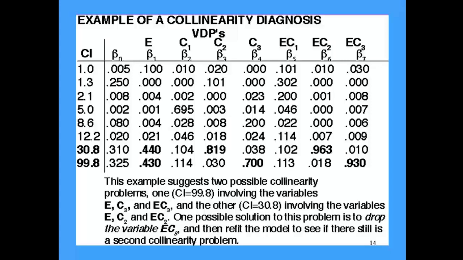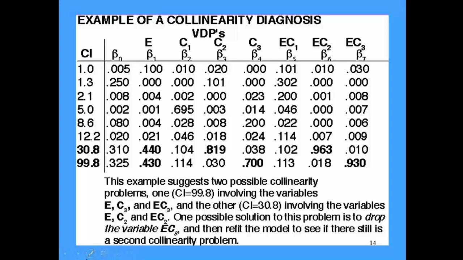So rather than say there are two problems because two of them are 30 or higher, I'm going to deal with these problems one at a time, sequentially. I'll deal with the first one. If there's a problem and I can do something about it, I'll do it and then see if there's a second one. Maybe there isn't a second one once I deal with the first one. So you deal with collinearity sequentially.